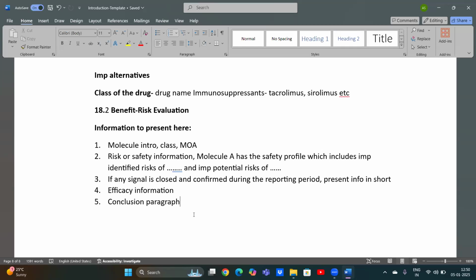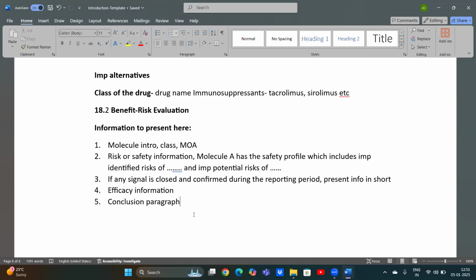No, nothing like that. Then you will write the efficacy information, whatever efficacy information you have found in the current reporting period. If any new information, you can present it here; otherwise you will write that all the clinical trials that were conducted have proved to be efficacious for the patients being treated for NSCLC. And then you will write the final conclusion. That is the standard template for the conclusion. You will write that based on the current available information, there is no change in the benefit risk profile of the molecule for the patients of NSCLC. So this is how the 18.2 section will conclude.